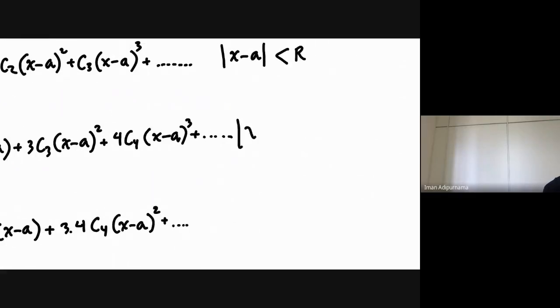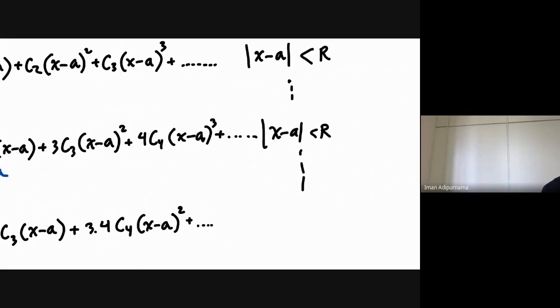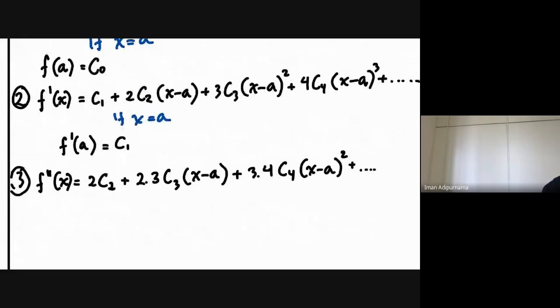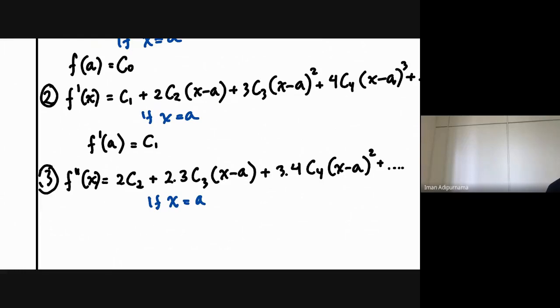This should be the same here. Okay. That's the third one. Same thing, we are setting x equal to a, so that the second derivative with a as a value will be 2c2.